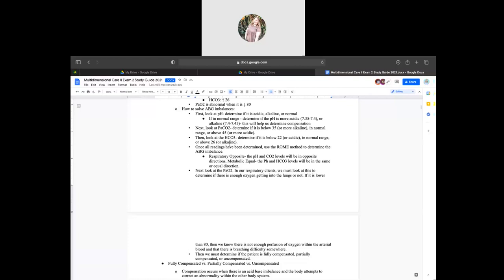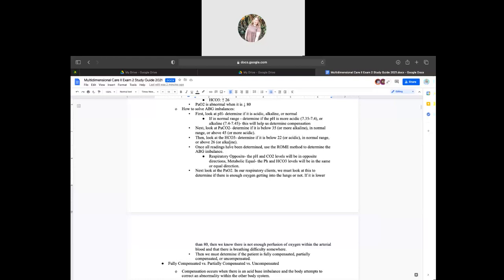Then we look at our bicarb. We need to determine if our bicarb is below 22, which is more acidic, in the normal range, which is 22 to 26, or above 26, which is more basic or alkaline. So we need to see that too. Remember, you can use ROME, you can use tic-tac-toe, you can use arrows. However you're comfortable with doing your ABG imbalances, do it that way.